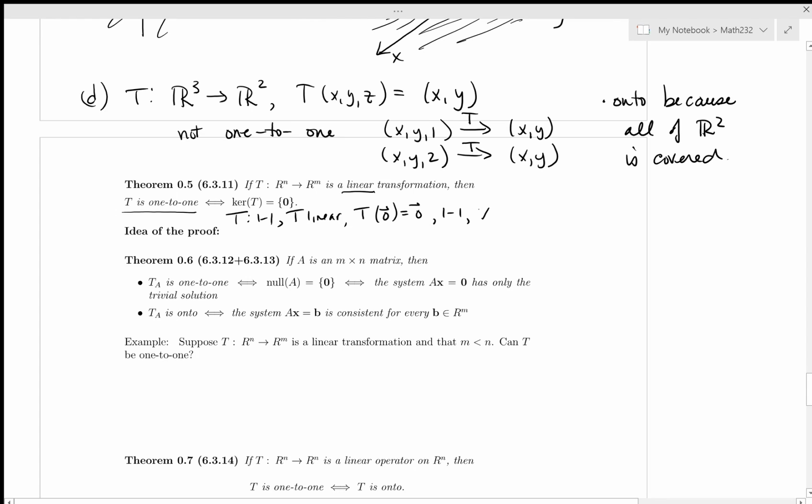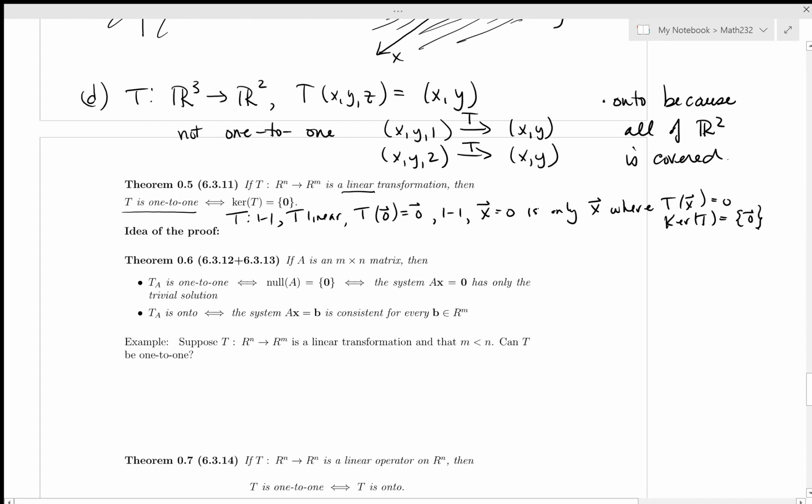So that means x equals 0 is the only vector for which T of x is equal to 0. So therefore the kernel of T is the 0 vector.